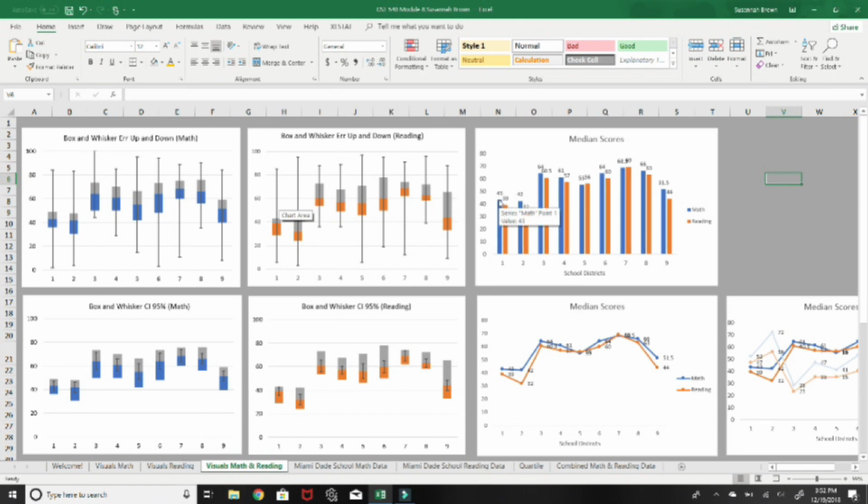So for district 1, we have a 43 for math and a 39 for the reading median, which is similar to right here, 43 and a 39. And you can see the same things go on through districts 1 and 9. And you can see that same pattern is showing, and that pattern is illustrated right here by connecting those top median points in a line.